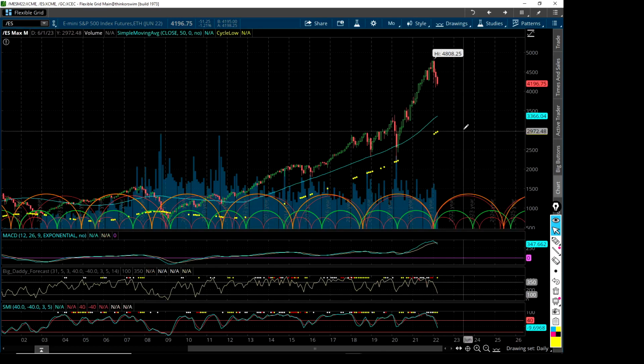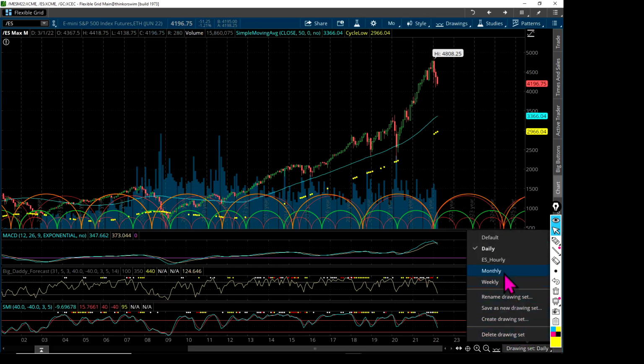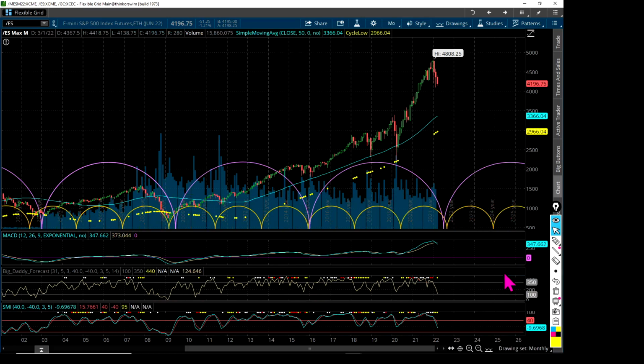All right, so let's move on to the monthly for this, okay? And you'll see that my logic is working even on the monthly time frame. It'll work on any time frame. Really cool, right? I'm excited about that new logic. Hopefully we'll get it working even better. Let me switch my draw and set over to the monthly so we get the monthly cycles.